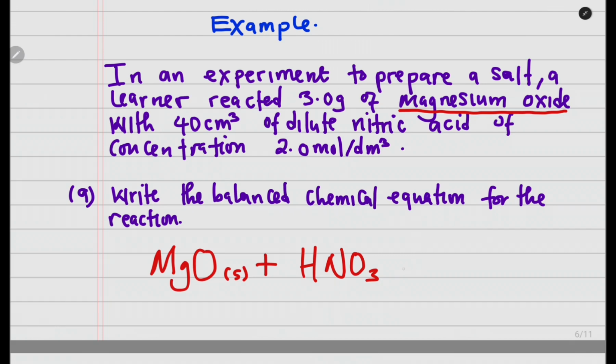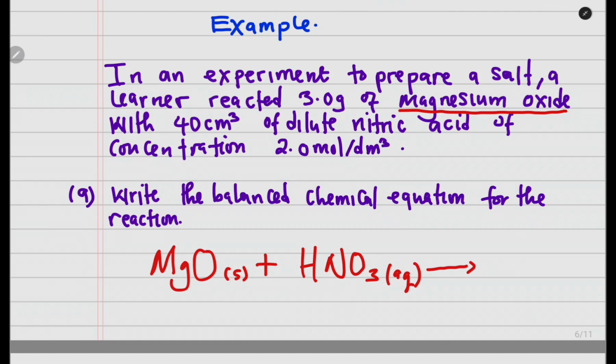And of course, I emphasize that you need to know the strong acids, that is their names, and of course the chemical formulas. That is, you have nitric acid, hydrochloric acid, sulfuric acid, and phosphoric acid. These four, you need to know them for the sake of the exam. Okay, so what is going to form? Now, this is a base. Magnesium oxide is a base, and this is an acid.